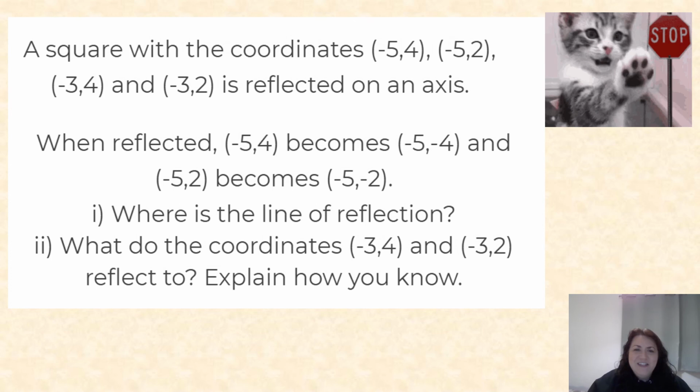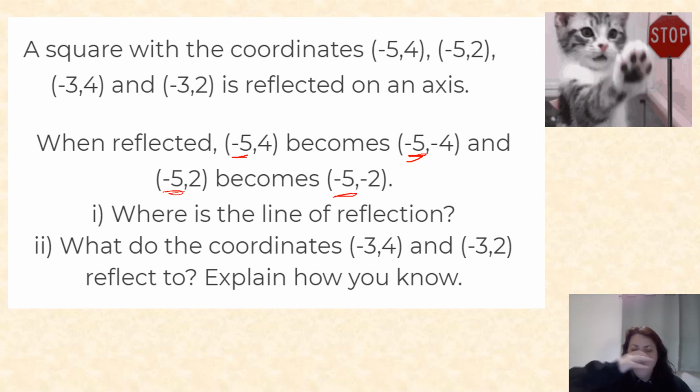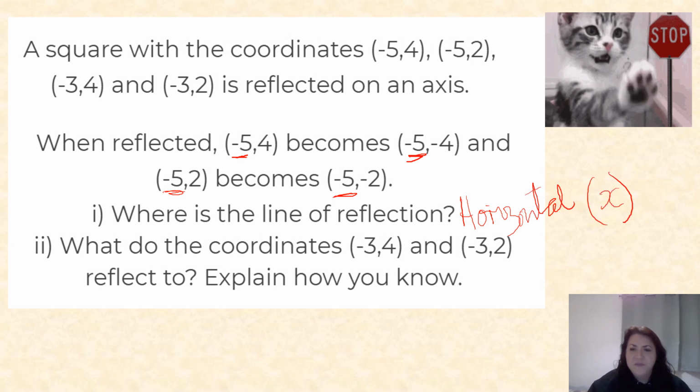Okay, right, so let's have a look first of all what doesn't change. So I'm going to look straight in the second section. So -5 and -5. So it looks like the x coordinate hasn't changed, and the same on the second one. So if the x coordinate hasn't changed, we must be reflecting on the x-axis, which is horizontal. So I think that's horizontal, which is the x-axis. I'm going to put that in brackets, x.